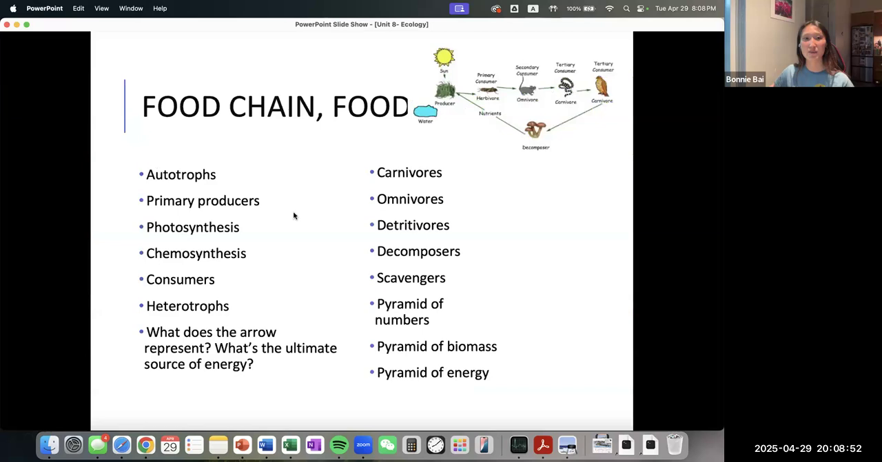Okay, we're on to food chain. This one will be really fast. All of these words, let's see. Autotrophs, we know what they are. Primary producers, same thing as autotrophs.